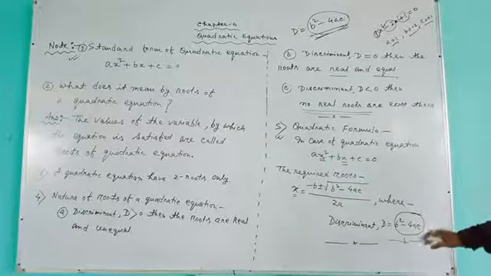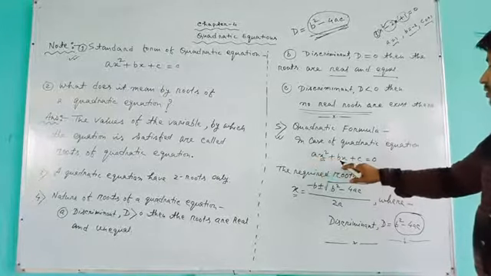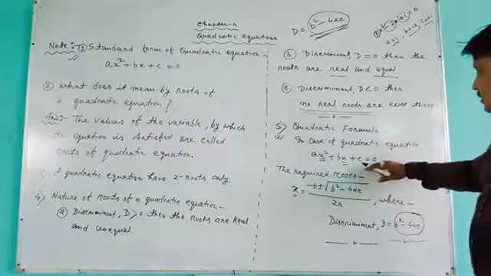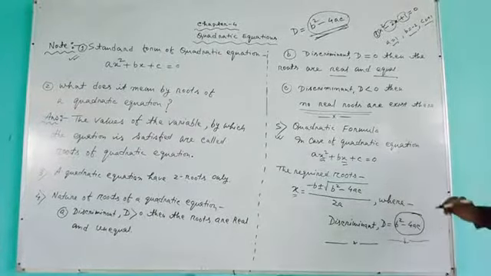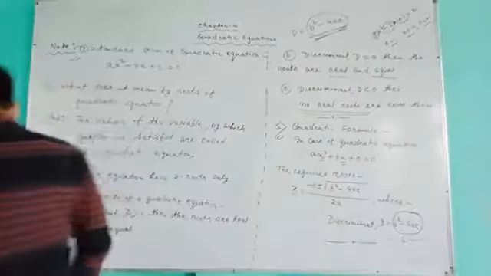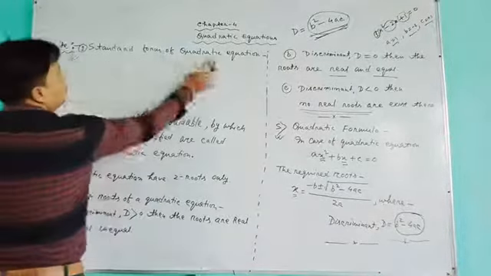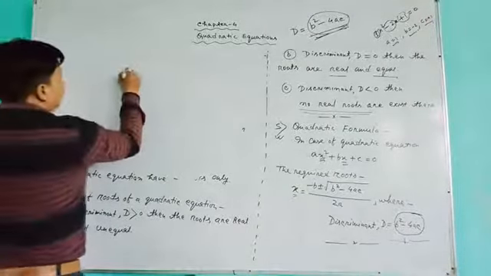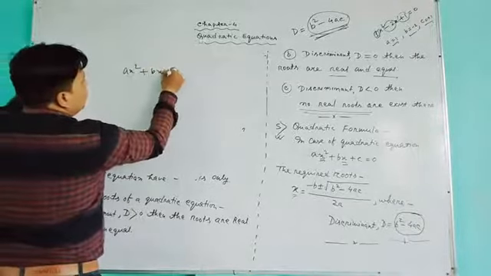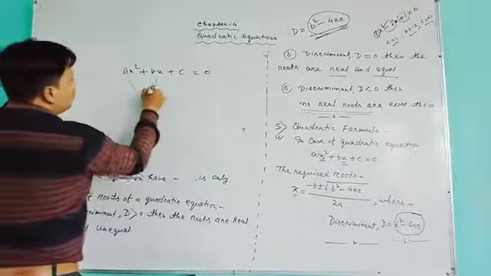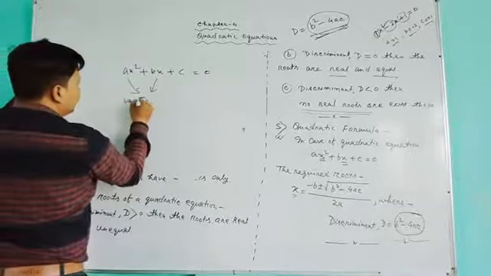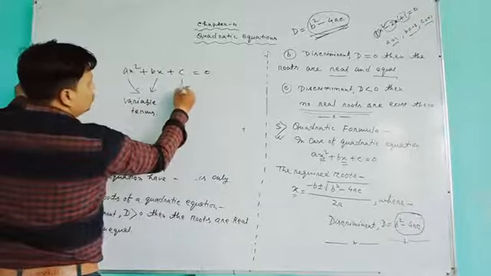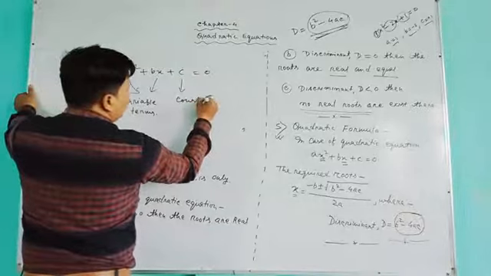A, B, C. A is the coefficient of x square, B is the coefficient of x, and C is the constant term. This one is the constant term C. One thing you see: in ax square plus bx plus c equal to 0, these two are called variable terms, and this one is called the constant term.